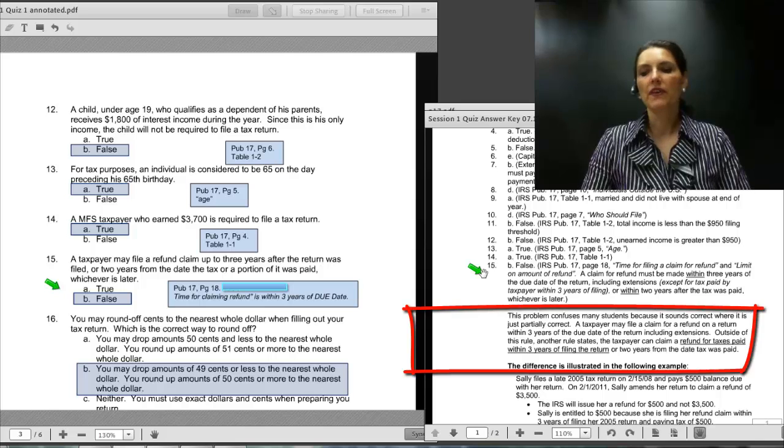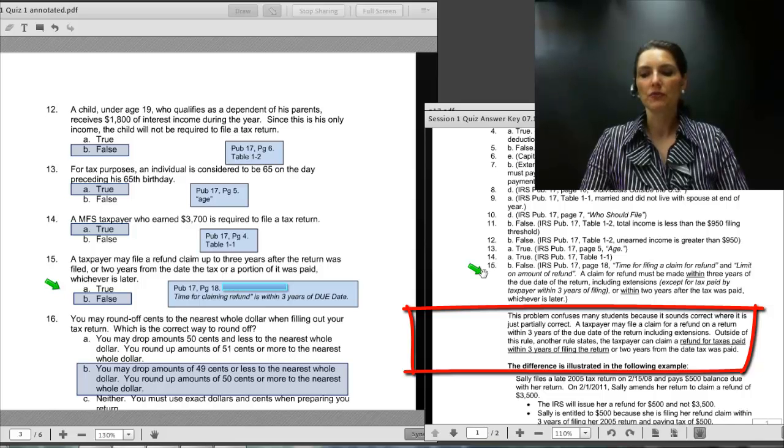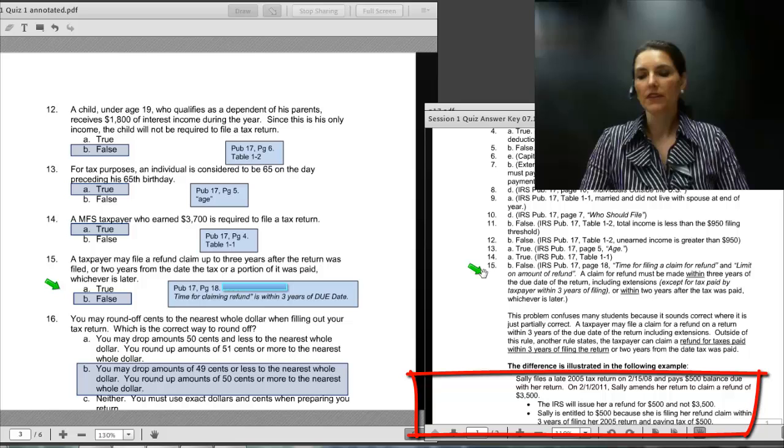The time for filing a claim for a refund and limit on the amount of a refund. A claim for refund must be made within 3 years of the due date of the return, including extensions, except for tax paid by a taxpayer within 3 years of filing, or within 2 years after the tax was paid, whichever is later. This problem confuses many students because it sounds correct where it is just partially correct.